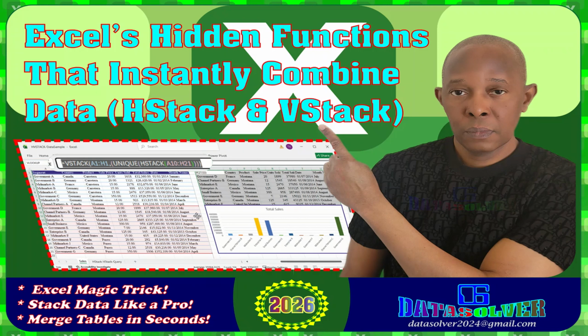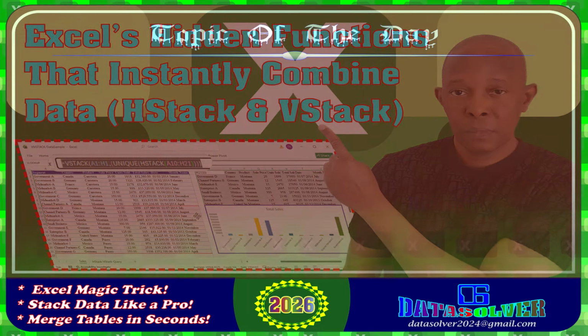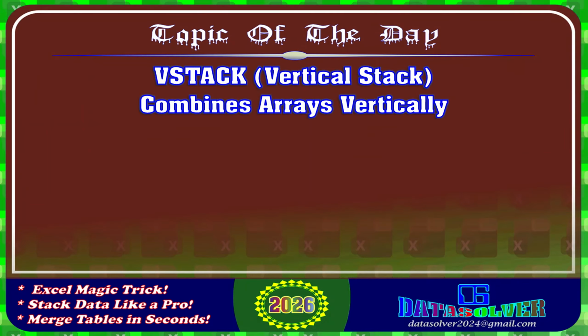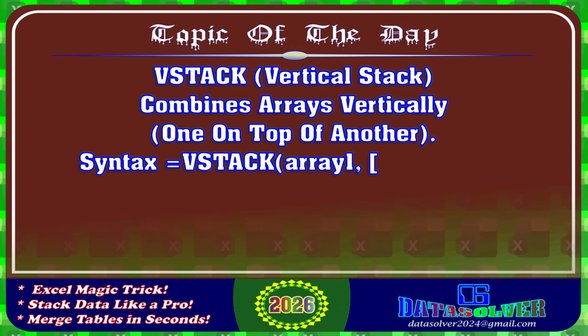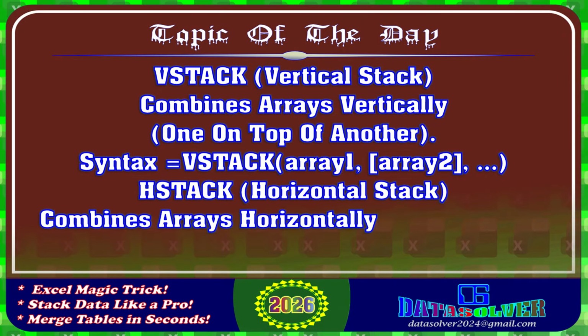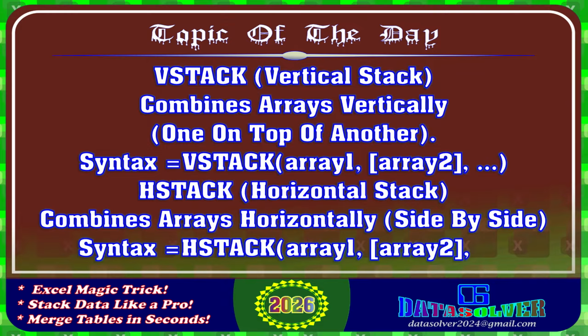In today's topic, I will be introducing an Excel hidden function that instantly combines the HStack and VStack functions. Our next slide will show us the topic of the day, and give a brief explanation about VStack and HStack, where the V represents vertical and the H represents horizontal. As you can see from the screen, VStack combines arrays vertically, while HStack combines data horizontally.